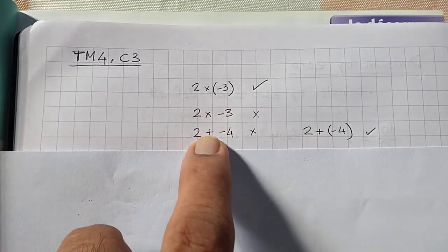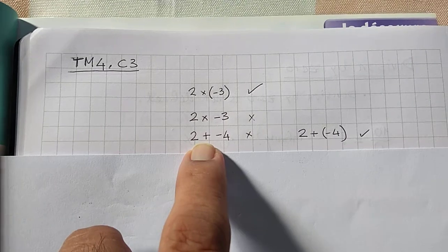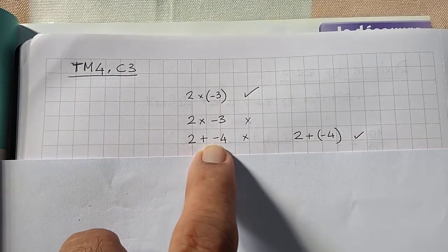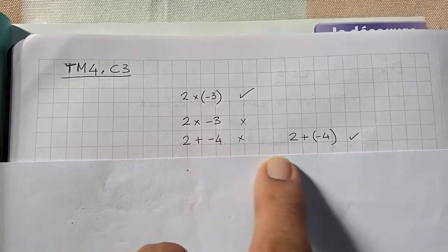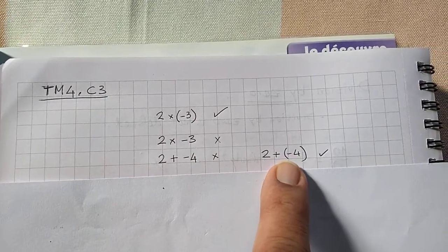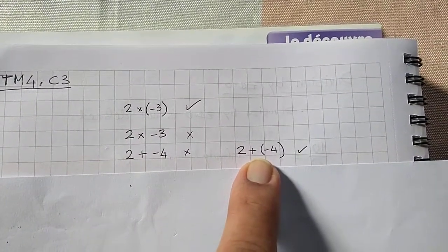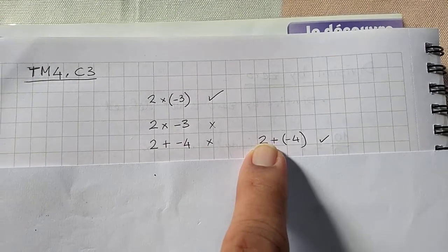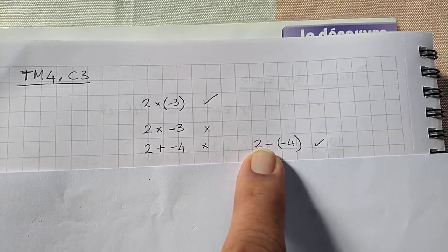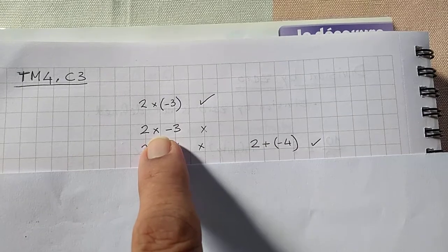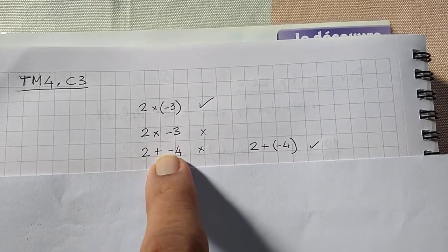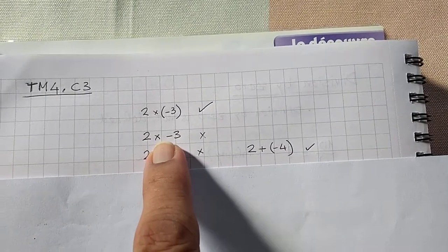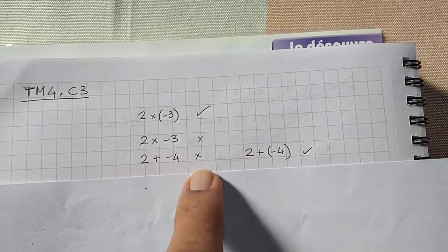This is wrong. And even for addition, 2 plus minus 4, this is wrong. If you want to write this correctly, you have to write 2 plus, in brackets, minus 4. So the basic rule is that you cannot have two operators one after another. When I say operators, I mean the multiplication, division, anything like that.